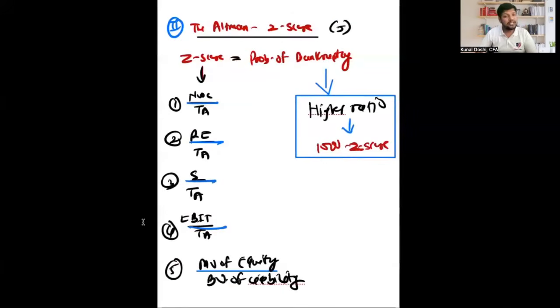The second approach is using the Altman score. The Altman Z score is actually used to find the probability of bankruptcy. Okay.